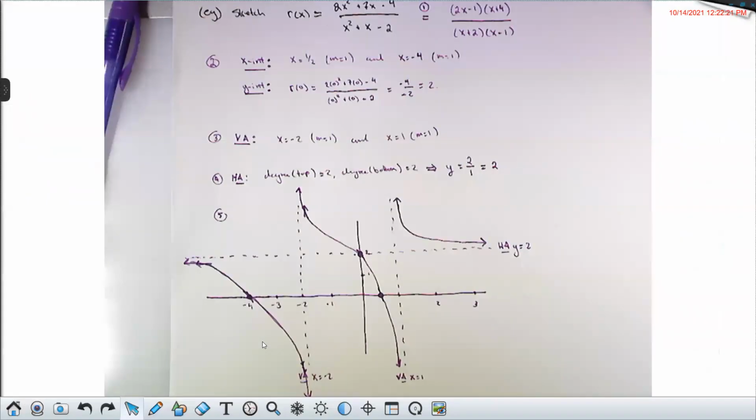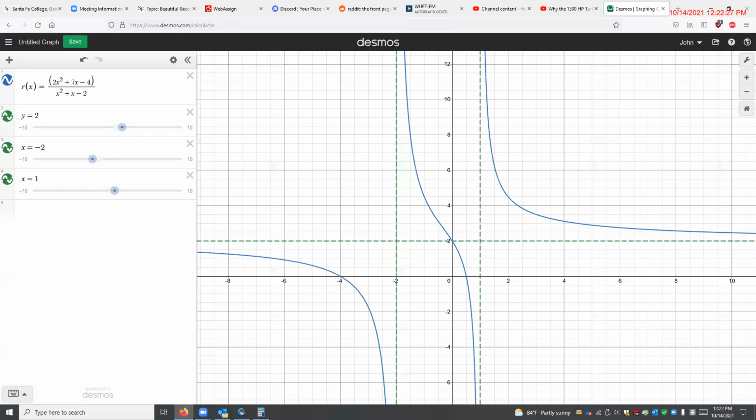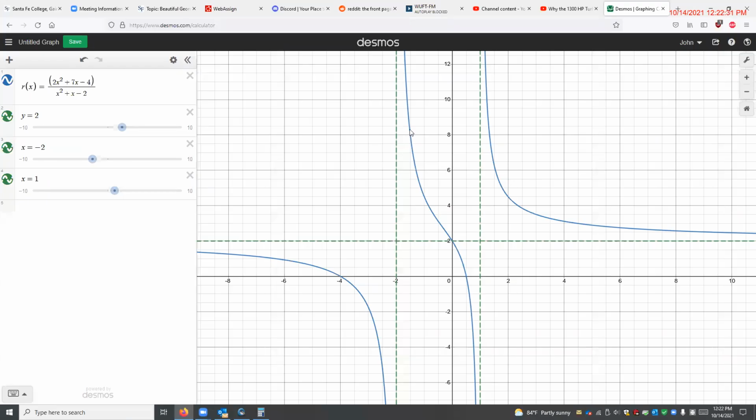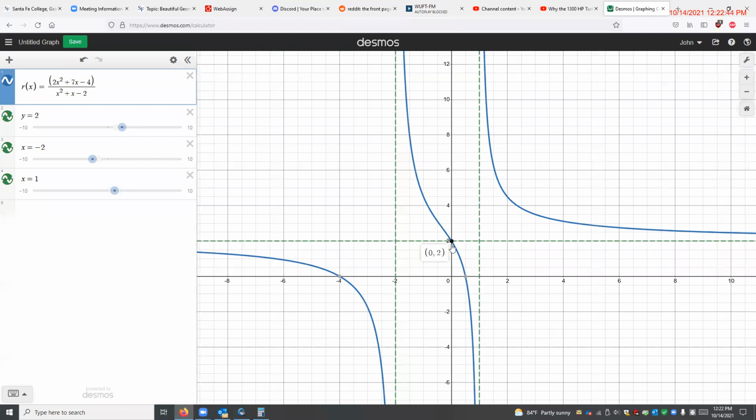Compare. Got this branch on the left. Got this branch on the left. Got this S curvy thing in the middle. Got this S curvy thing in the middle. We've got this branch on the right. And this branch on the right. Our x-intercepts, positive 1/2 and -4. And the y-intercept, positive 2, crossing over its horizontal asymptote right there.